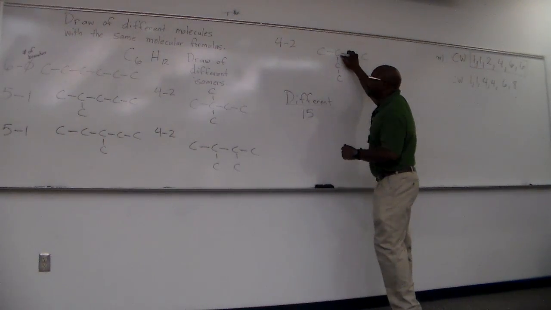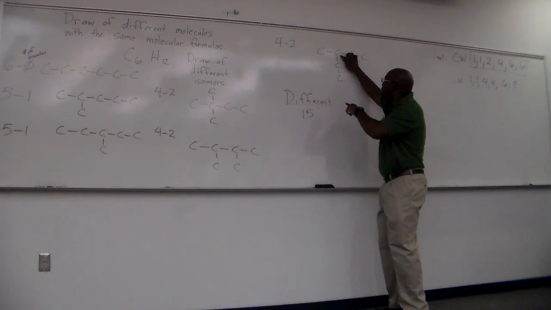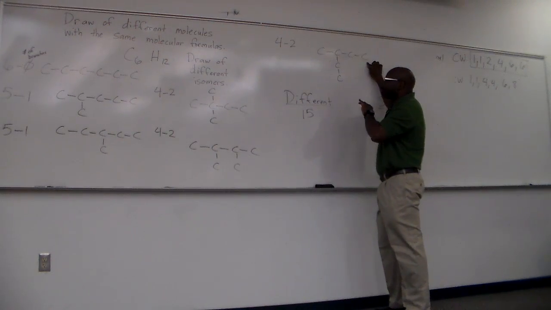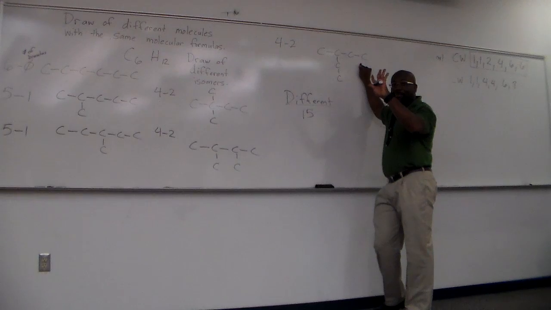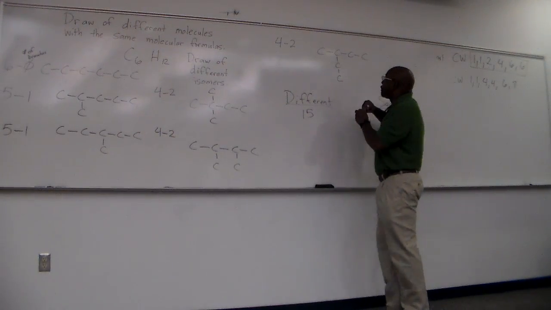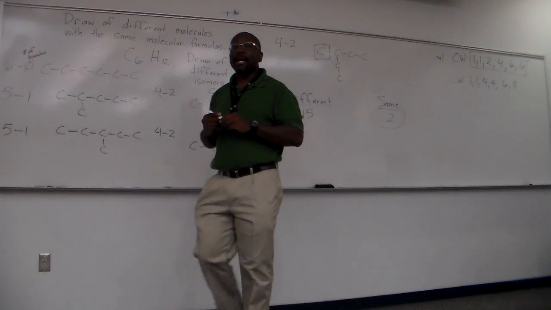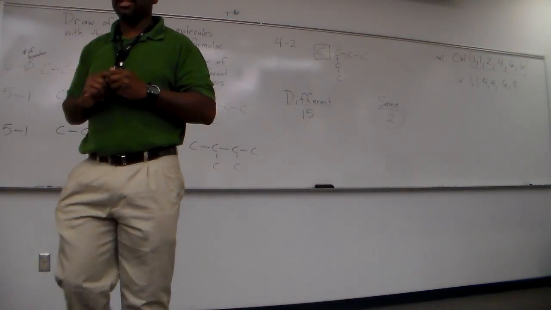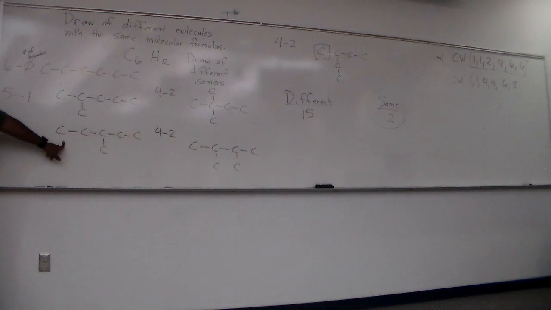Now, when I get here, I can either go left or right. If I go right, my longest carbon chain will be 5, and I have a branch on carbon number 3. That molecule will be 3-methyl pentane. We already have 3-methyl pentane.